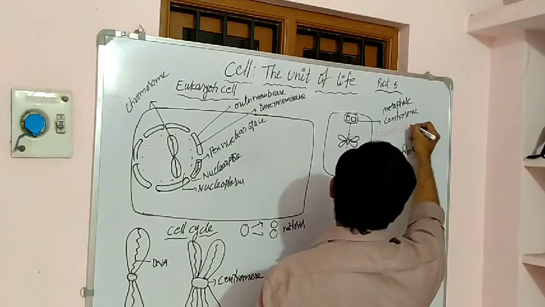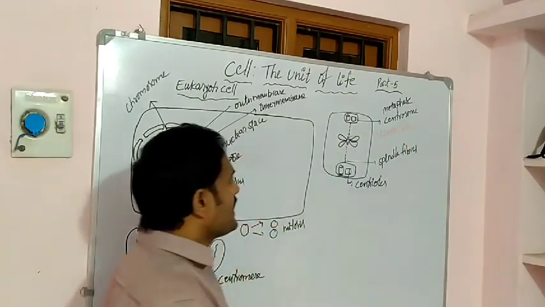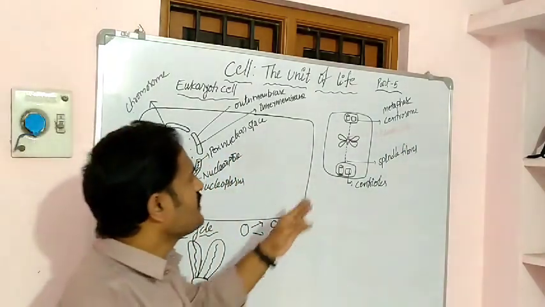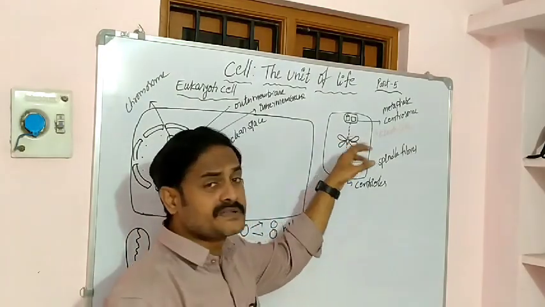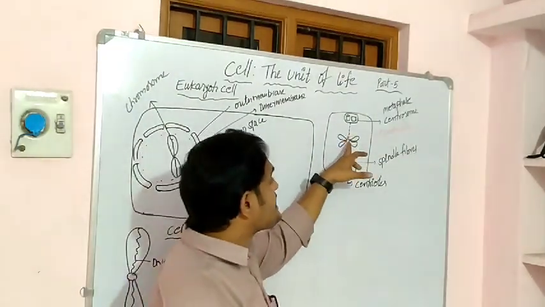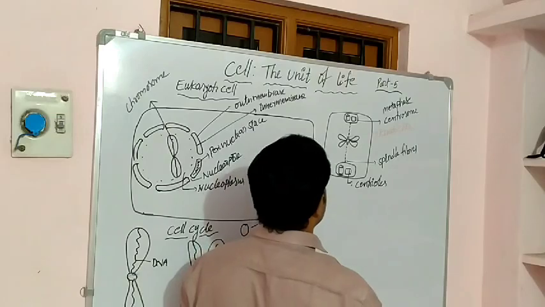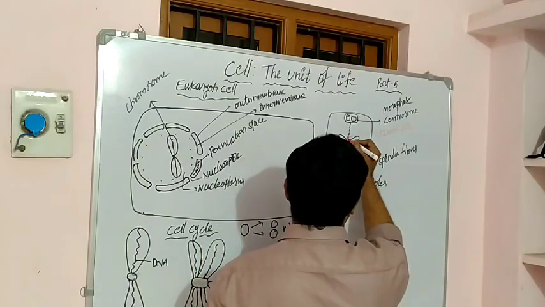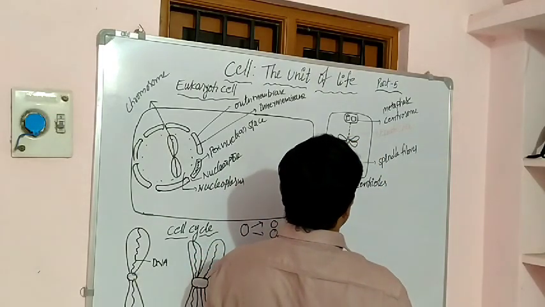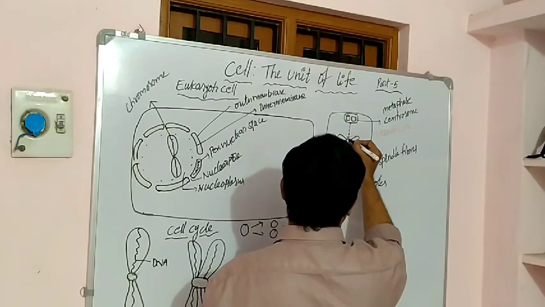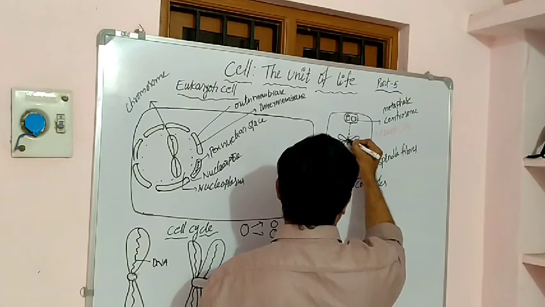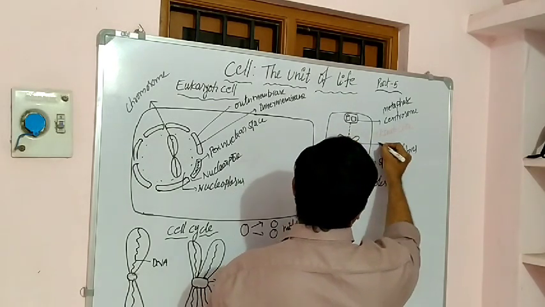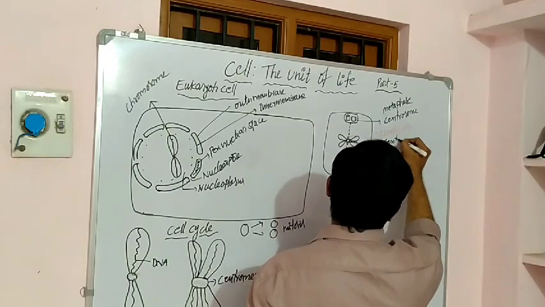Kinetochore. So the kinetochores are ball-like arrangements present on the centromere. See, the middle part of the chromosome, this is called what? Centromere, remember. This portion of the chromosome is called the centromere.